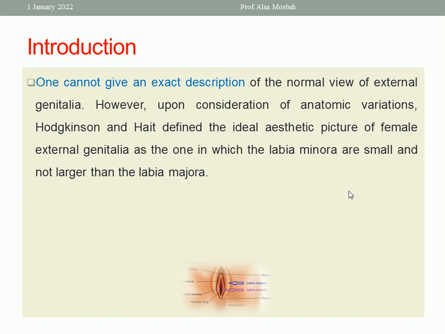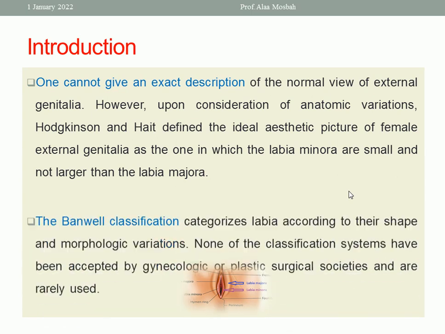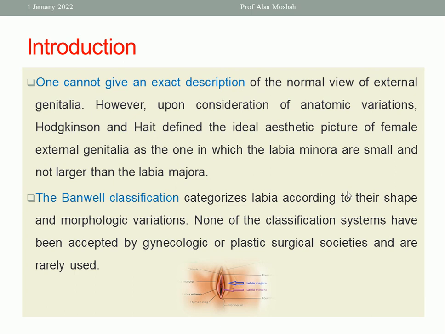There is controversy about this point. However, upon consideration of anatomic variation, Hodgkinson and Hait defined the ideal aesthetic picture of female external genitalia as the one in which the labia minora are small and not larger than the labia majora. But the Franco classification categorizes labia according to their shape and morphological variation. None of the classification systems has been accepted by gynecologic or plastic surgical societies and they are rarely used. So up till now, there is no worldwide classification of the normal shape, morphology, and variation of the external female genitalia. None is accepted by European or United States societies.